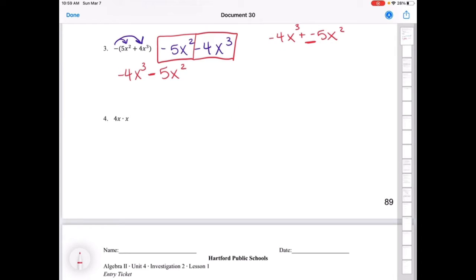Here we have 4x times x. Well, this one, we know x times x is x to the second, so we're just going to be left with 4x to the second.